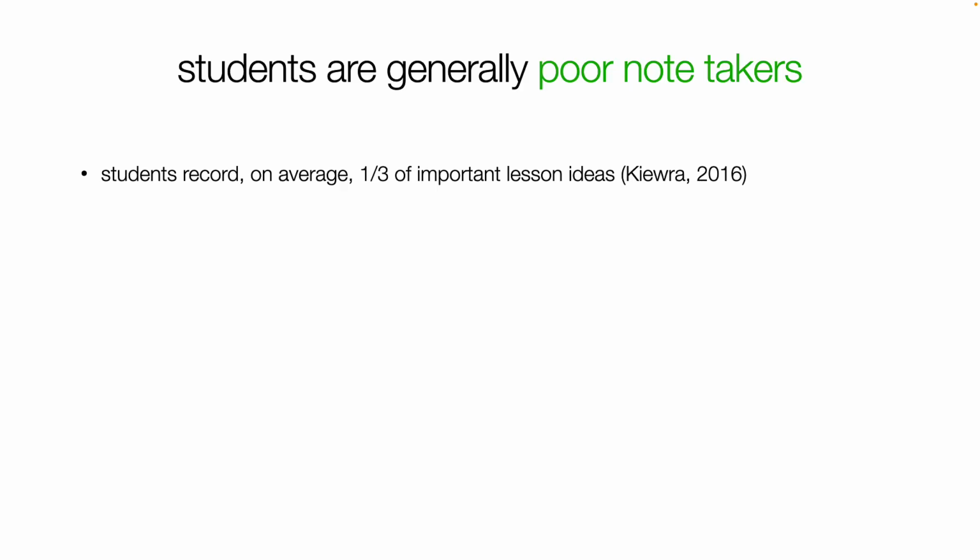Kiewra, who is likely the world's master note taking researcher, has reported that students record, on average, only one third of important ideas from a lesson. As you can imagine, this number varies widely from study to study, likely depending on factors like the complexity and cognitive load of a lesson, the ability to control the speed of the lesson, like they could with a video lecture, familiarity with the topic, the length of the lesson, and so on. But the point is that students are likely to miss at least some of a lesson's important ideas.